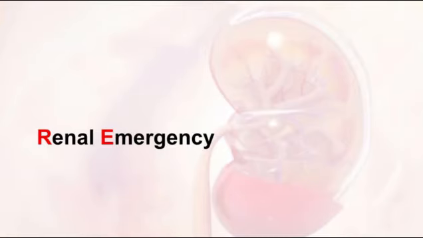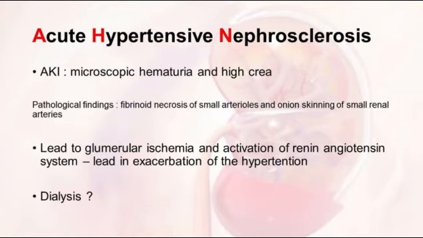Regarding renal emergencies, acute hypertensive nephrosclerosis, which is manifested by acute kidney injury with increased creatinine and microscopic hematuria, leads to glomerular ischemia and activation of the renin-angiotensin system, leading to exacerbation of the hypertension. So dialysis may help in this situation.